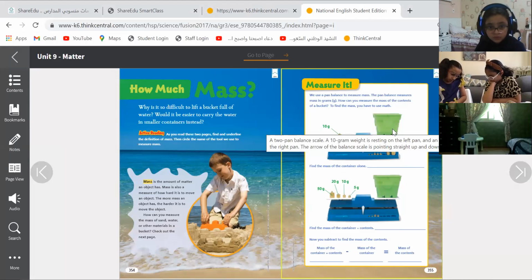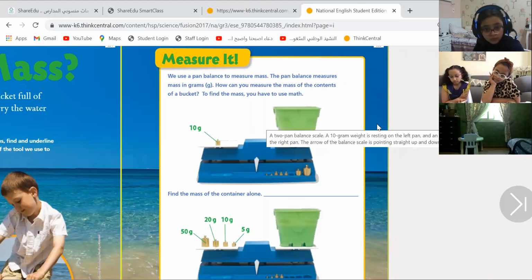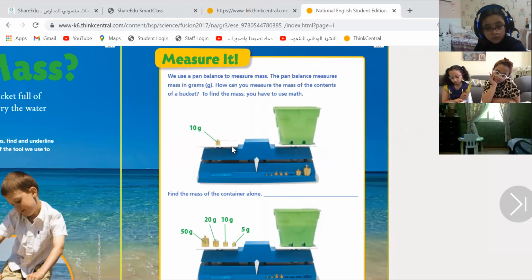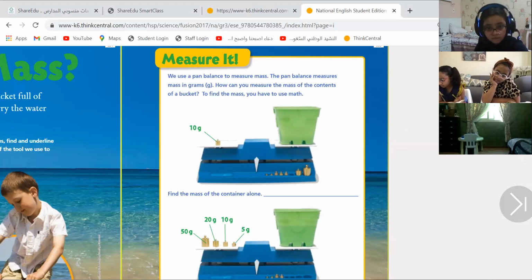So the mass is how much weight inside. Look at this bucket. This is the bucket when it's empty, nothing inside. How much does it weigh, Fatima? When it's empty, how much is its weight? Fatima, are you here with me? So answer the question, please. I'm not going to ask you the question again.